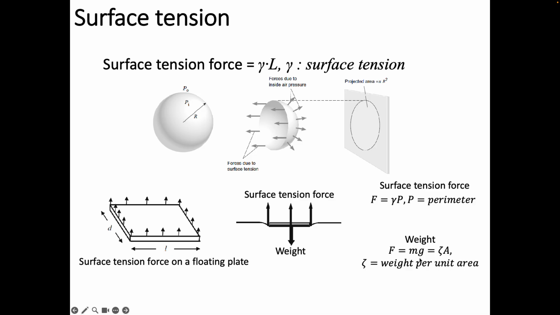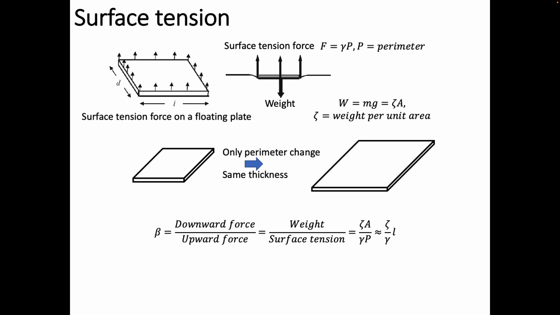So with that, I'm going to make a little modification. I'm going to change this mg with this tau times A, okay? So A is the cross-sectional area, and this tau is the weight per unit area. So what that means is that weight per unit area times area, that is weight, right? Weight is essentially force here. So with this modification, we are going to compare these two downward and upward forces, okay? So basically this is the same as the previous slide.